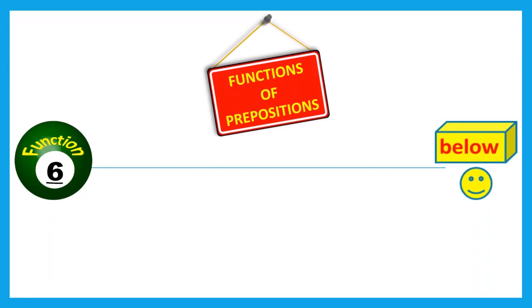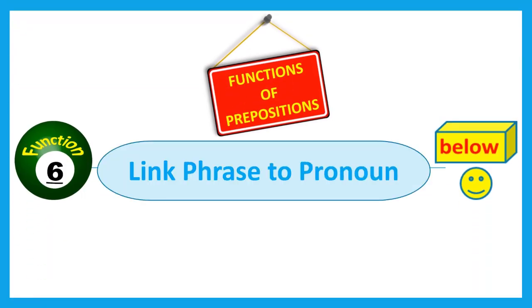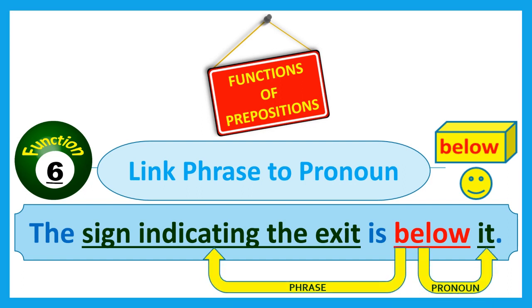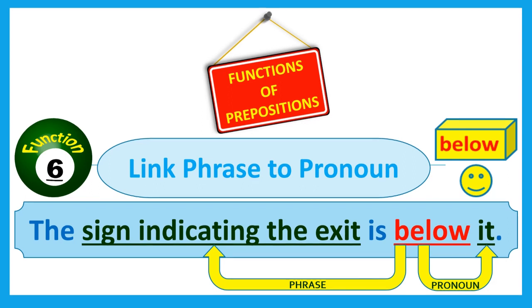Function 6. Prepositions link phrase to pronoun. To illustrate, the sign indicating the exit is below it. In this illustration, below links the phrase sign indicating the exit with the pronoun it.